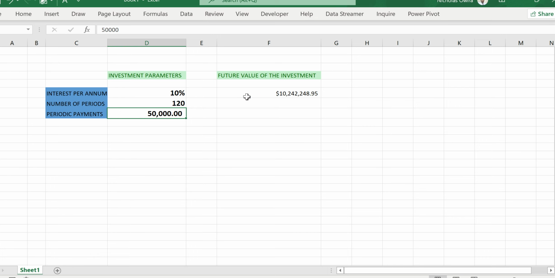Again, let's increase the number of periods to 120. You can see it has increased. Let's increase the interest rate to 12%. It has increased again. This is exactly how you can do it. If you want to know exactly how much you are going to get after a particular period of constant periodic investment, then this is the formula you are supposed to use. It is the FV, then you feed in the arguments that are inside there.